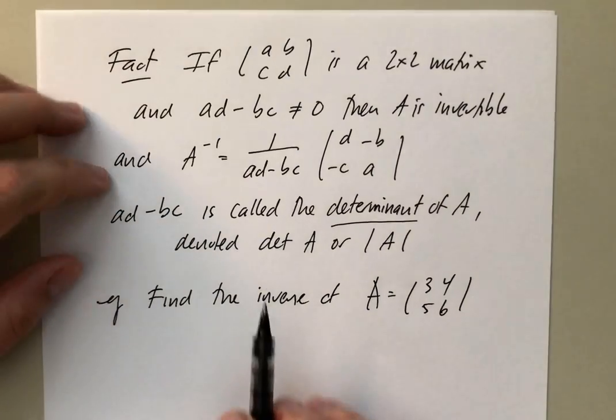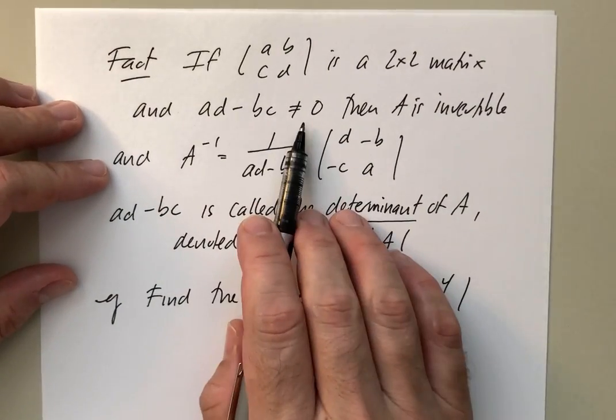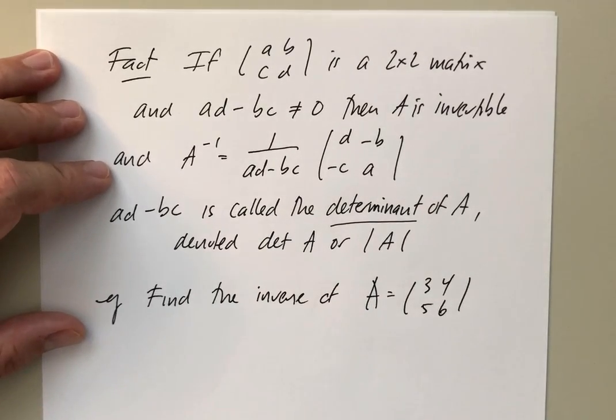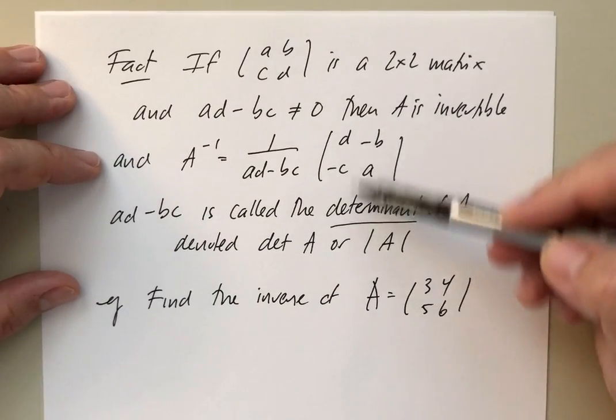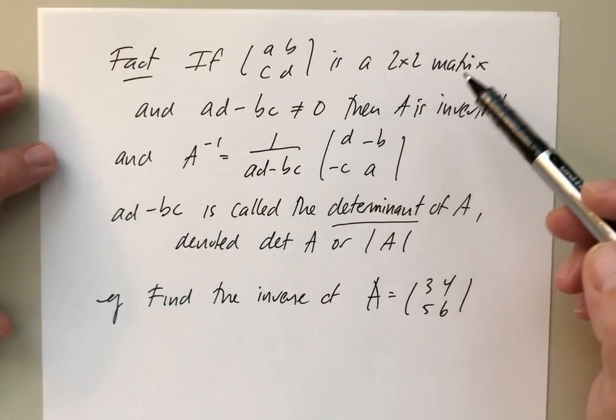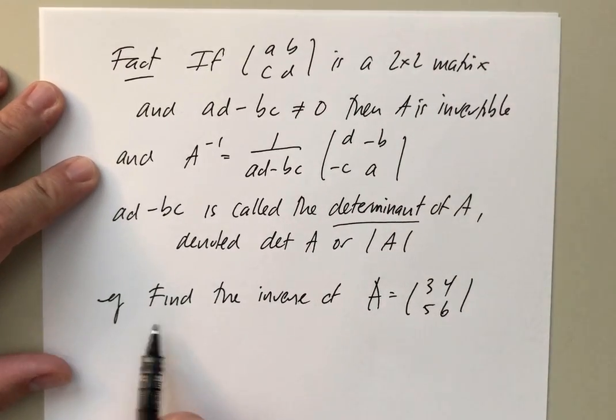I should say, I didn't say this before, that if this thing is 0, then it actually is not invertible. Why this fact is true, I think we'll talk about in our meeting, but for now I'm just going to give you this as a fact. But how do you solve such a thing here?